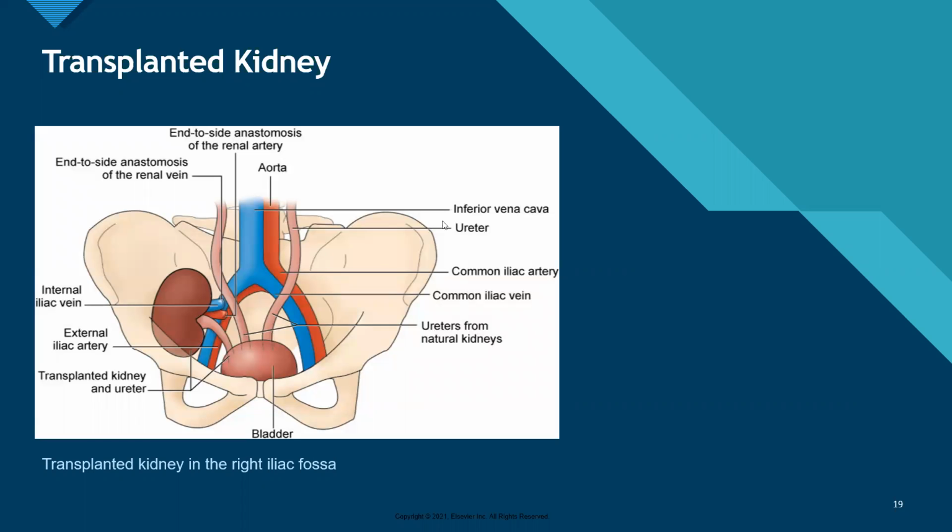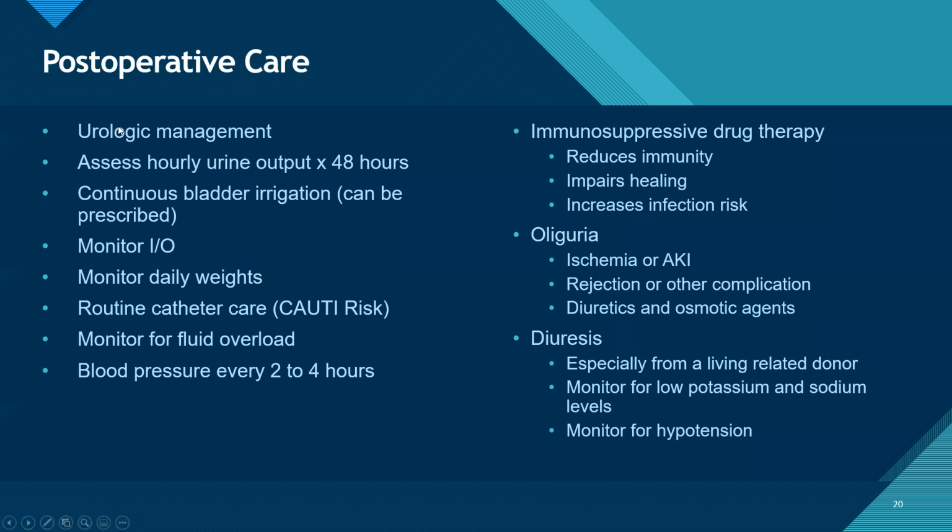There's placement right here. It's lower, whereas your other kidneys are way up here. Postoperative care, pretty obvious. Why are you looking at these things? Monitor for daily weights. You want to make sure they're not retaining fluids, that they're making urine. Hourly urine for the first 48 hours, they might be prescribed continuous bladder irrigation, especially if they are throwing some clots. They are at risk for CODI because they're also going to be immunosuppressed.